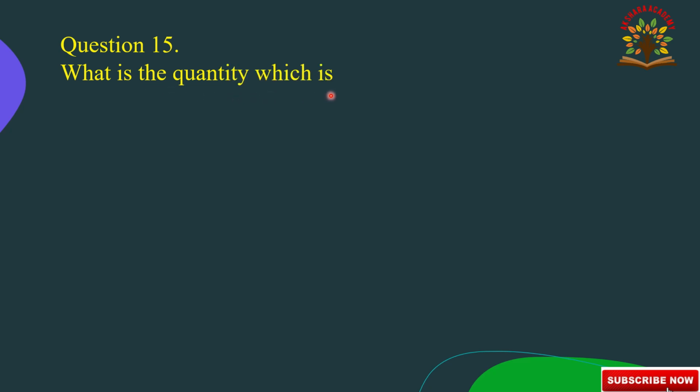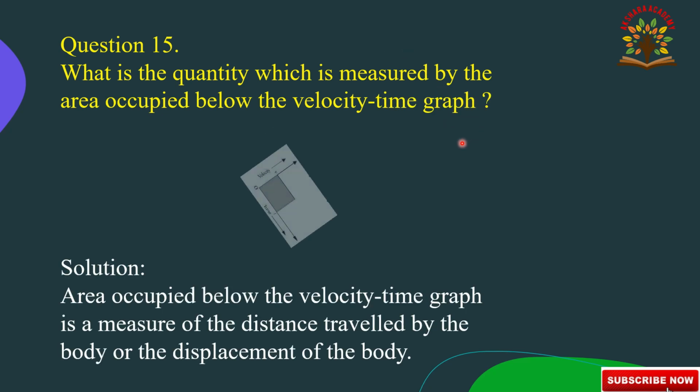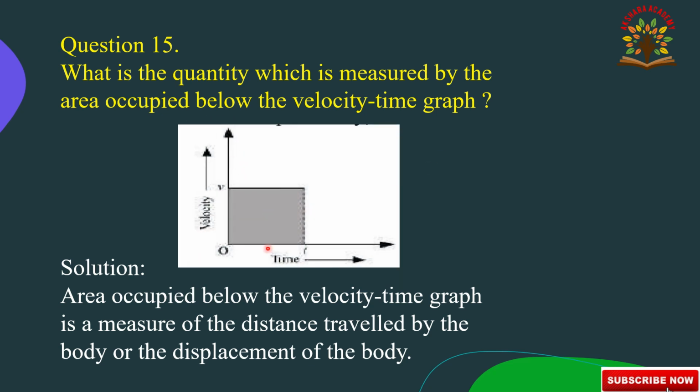Let's go for question number 15. What is the quantity which is measured by the area occupied below the velocity time graph? Coming to the solution. Now this is the velocity time graph. Velocity is taken along the y-axis and time is taken along the x-axis. So what is the area occupied below the velocity time graph? They are asking what the quantity is.